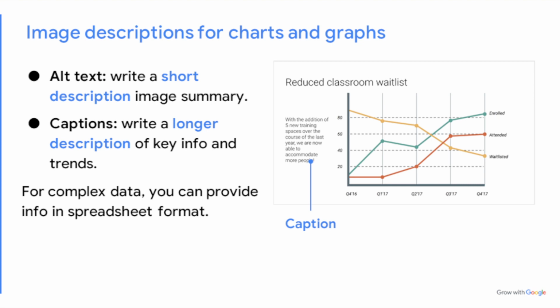So in image descriptions, write a short description. I'm sorry, in alt text, write a short description. Remember, you only have 100 characters to work with. With captions, they're a little bit longer. So the captions are underneath.